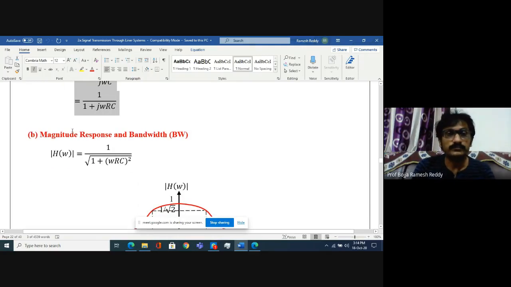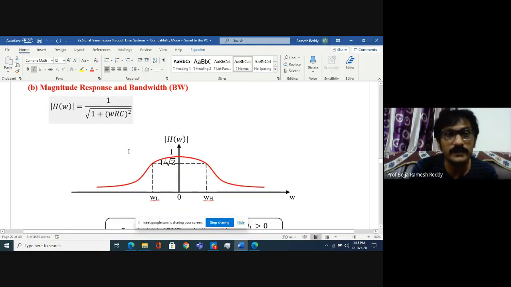Now, take the magnitude of this. It is called the magnitude response. Magnitude response: modulus of H of omega is equal to modulus of this. The numerator is 1 only, divided by the square root of 1 plus omega RC whole square. It is the magnitude response of the RC low pass filter.